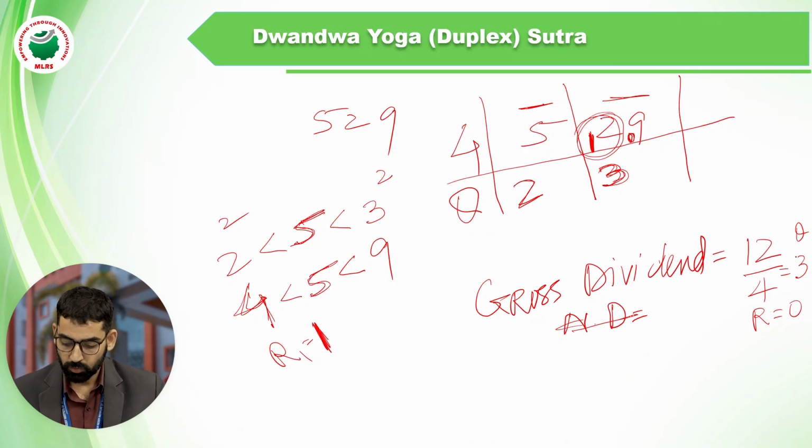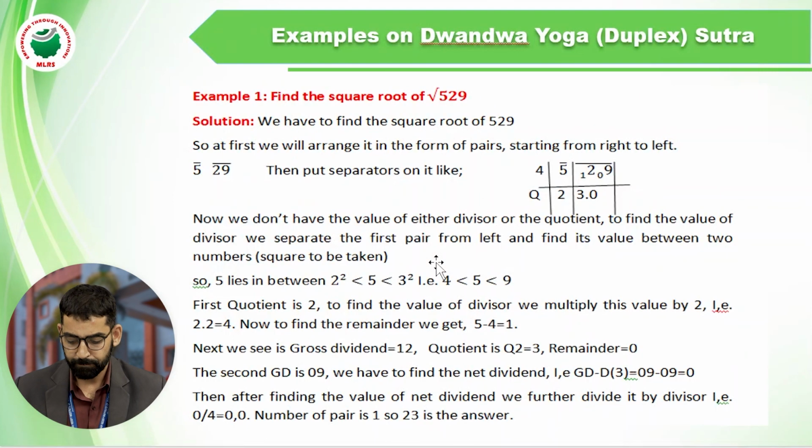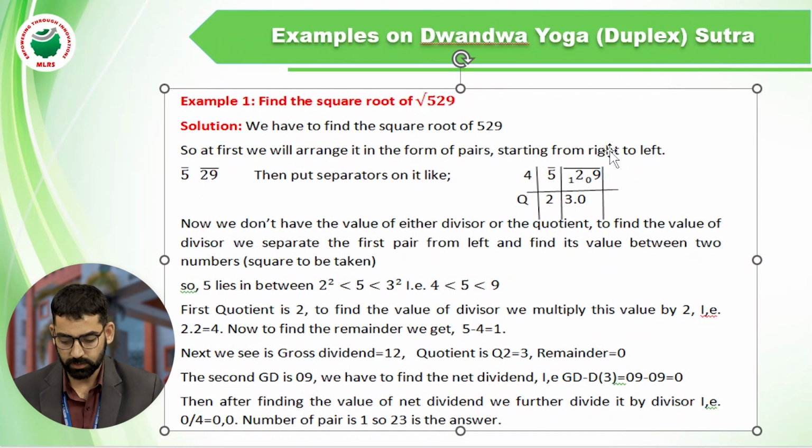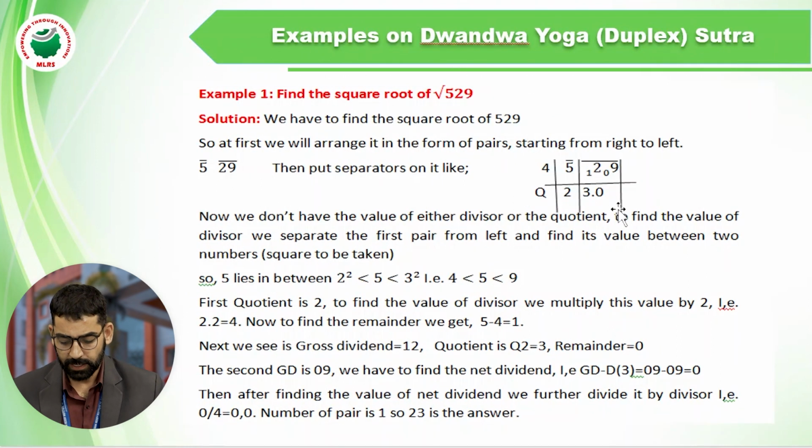Again, now we have quotient 1 equals 2, remainder 1 equals 1, and divisor 1 equals 4. Now quotient 2 equals 3 and remainder 2 equals 0. We move to this point. Again, remainder equals 0. Now the number is 9, or we can say the gross dividend is 9 again. So we have to find again the net dividend. In this case, you see here we have a number 3, here we have the gross dividend 9, and we have the divisor 4 here.